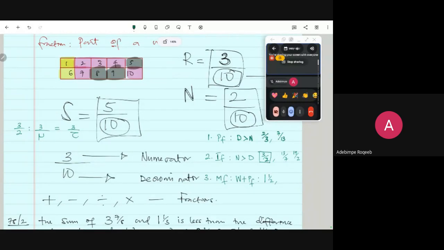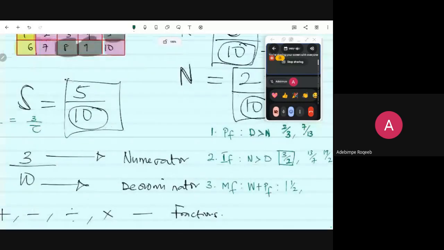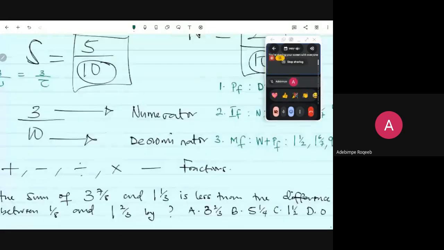So we can convert this 13 over 7 also. How many 7s can you see in 13? 1. Remainder 6 over 7. Then 19 over 2. How many 2s can you see in 19? 9 times 2 is 18. 9, remainder 1 over 2. So we've converted these guys to what? To mixed fraction. Good. Now let's come back to class.